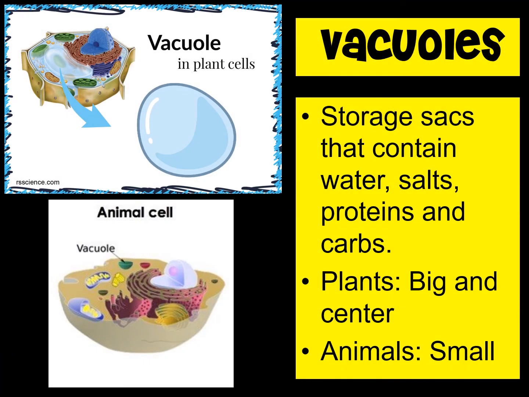The next part that you're going to find in eukaryotic cells is called a vacuole, and a vacuole is mainly used for storage in cells. In a plant cell, the vacuole tends to be quite large and usually in a central location. However, in animal cells, they tend to be smaller and found throughout the cell.